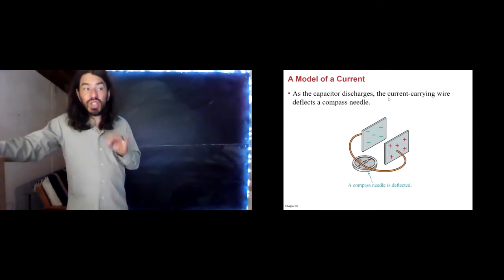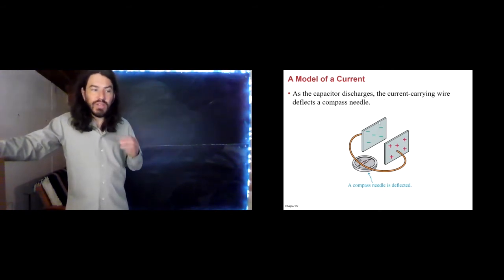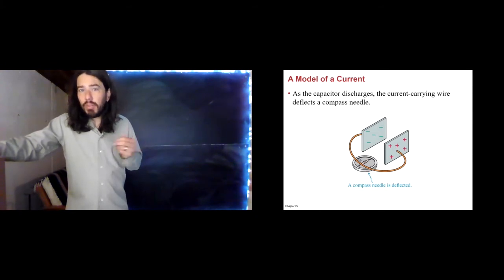As the capacitor discharges, the current-carrying wire will deflect a compass. That's a very interesting observation here. Apparently, electrical currents have something to do with magnetic fields. That's a property we'll investigate more in a couple of chapters.